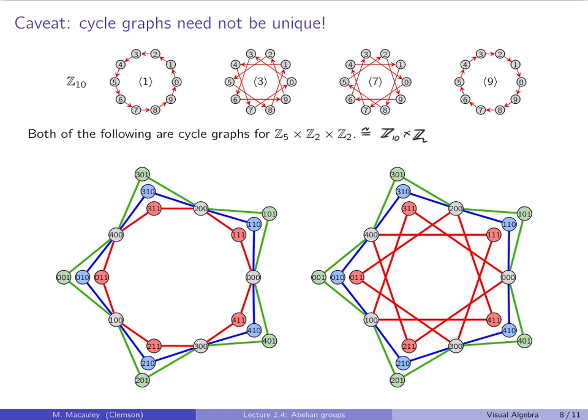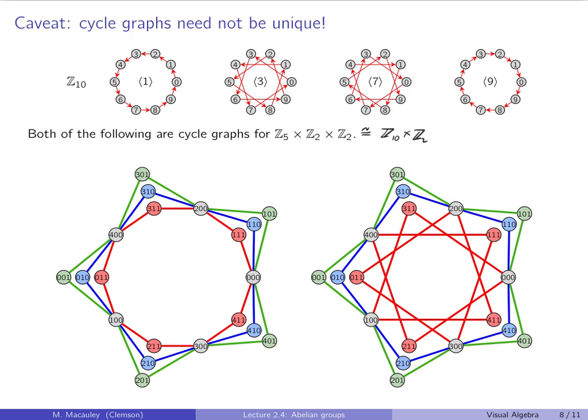And let's take a 10 cycle. So this is Z10 right here. It's generated by 1, but also by 3, 7, and 9. So these are different Cayley graphs of the same group. Later in this chapter, when we construct semi-direct products, I'll call these things rewirings of that Cayley graph.